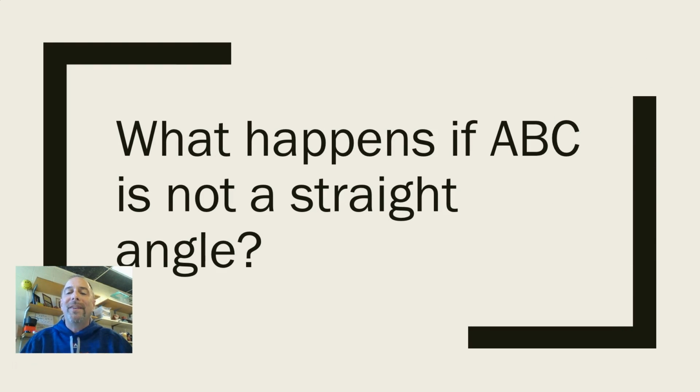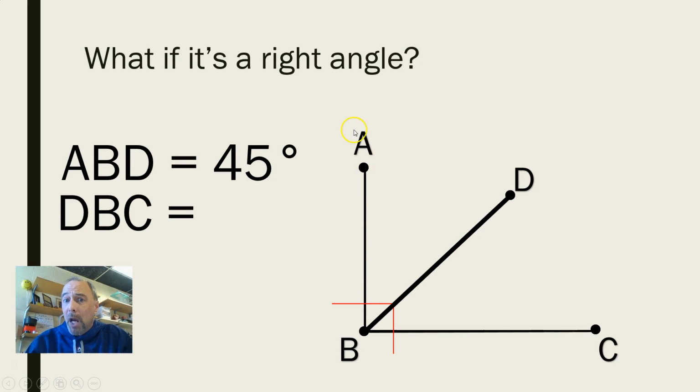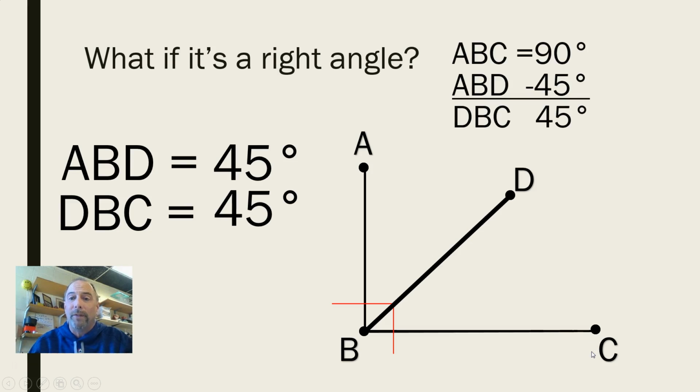So what happens if ABC is not a straight angle? Well, let's move forward and find out. Here's our right angle, right? So what is the value of our base? Our base is ABC, which is a right angle, which measures 90 degrees. How do I know? Proof, right there. So I'm going to subtract 45 from the value of ABC, the base, which is 90, and I'm going to get 45 degrees. And it really is that easy.